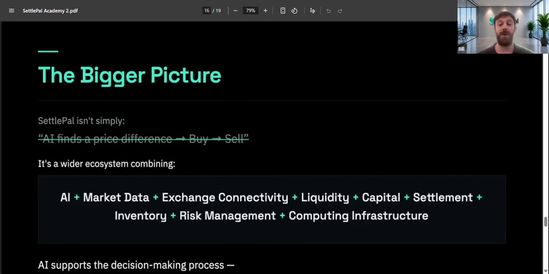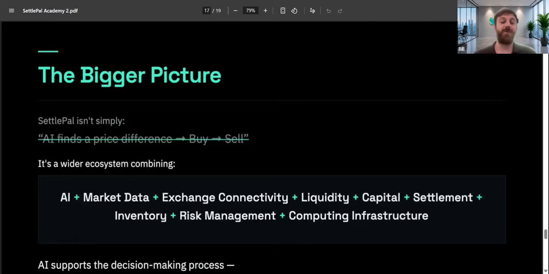When someone asks you how SettlePal works, you do not need to explain every technical detail, but you should understand the overall process. A price difference is discovered, the opportunity is evaluated, the platform considers more than just profit, the opportunity is reassessed as market conditions change. If it still meets that benchmark, it can move forward. After execution, capital and inventory positions change. Those positions then influence future trading opportunities, and throughout this entire process, computing resources, liquidity, and settlement all have to also be managed efficiently.